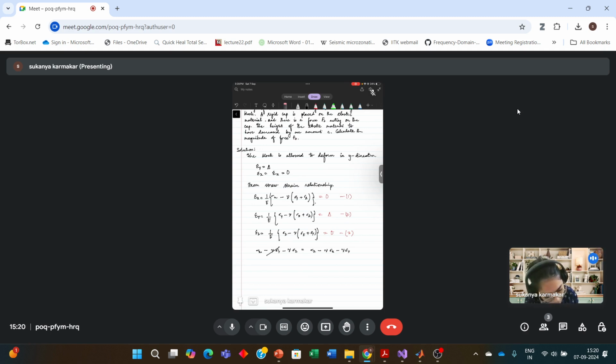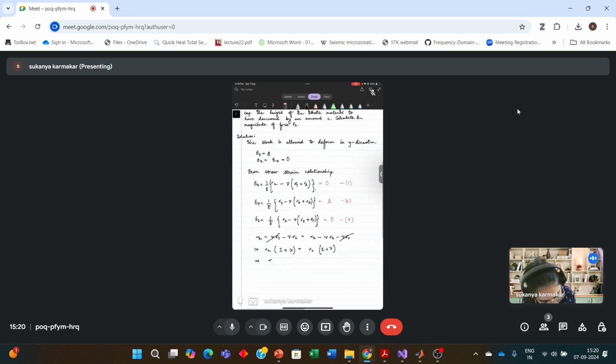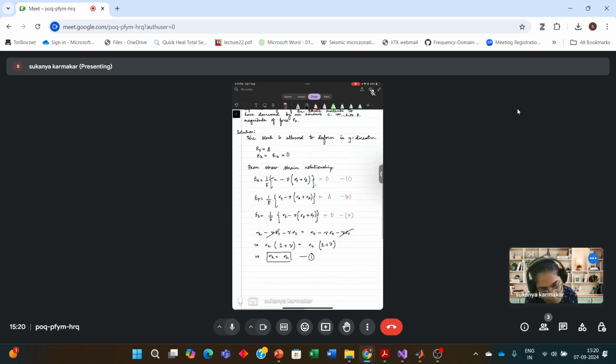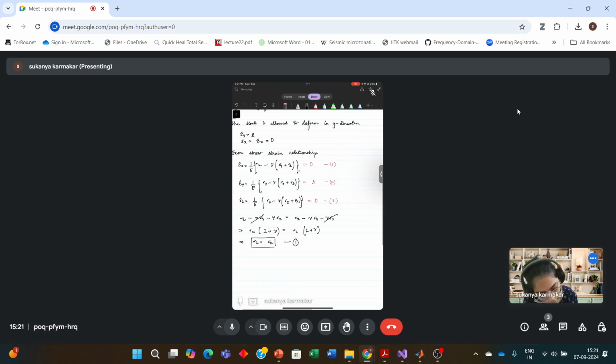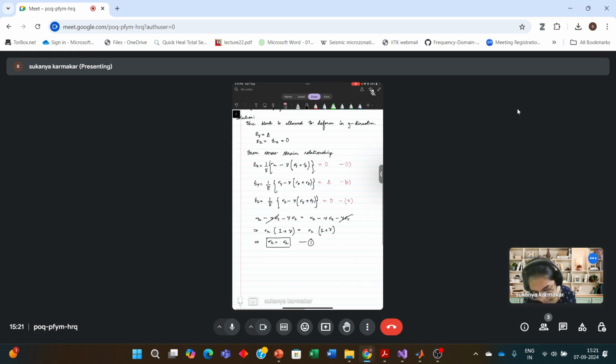This nu times sigma y is there on both the sides. So collect sigma x on one side. This becomes 1 plus nu, and sigma z on this side, so this is also 1 plus nu. So we can write that sigma x is equal to sigma z. Now substitute this in equation number 3.